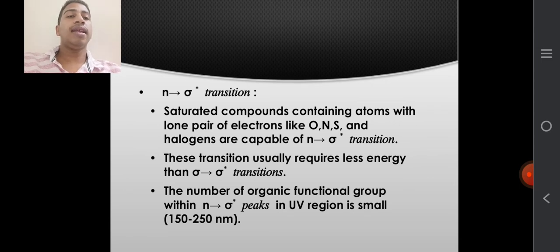n to sigma star transition. Saturated compounds containing atoms with lone pairs of electrons like oxygen, nitrogen, sulfur, and halogens are capable of n to sigma star transition. This transition usually requires less energy than sigma to sigma star transition. The number of organic functional groups with n to sigma star peaks in the UV region is small, in the range of 150 to 250 nanometer.